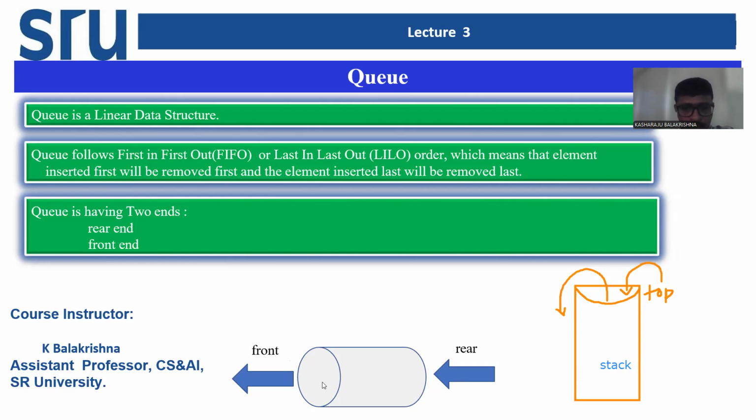One is rear and the other one is front. All the entries should be made at the rear end. Exit should be at the front end. Usual examples are a cinema ticket queue line, paying the bills, a railway ticket reservation counter, taking the tickets, etc. This is first come first serve, so first in first out. We are discussing this with linked list representation.